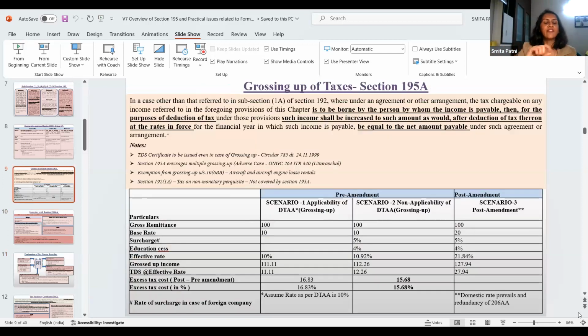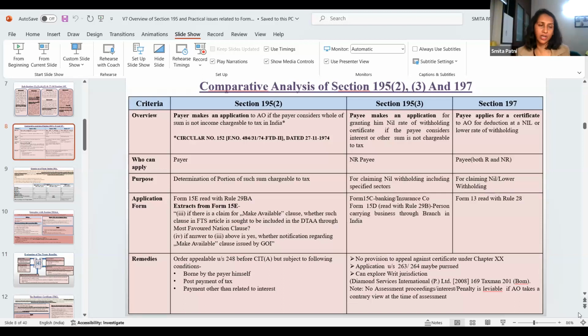So I was saying that 195 subsection 2, you have to apply for a lower TDS rate, that you have to ask determination of portion of such sum chargeable to tax. So 195(2), when you ask for the lower rate, the form 15E has to be filed. If you can see, there is an extract of form 15E on this table. So it asks if there is a claim for make available clause, whether such clause in FTA's article is sought to be included in DTA through most favored nation clause. If you say answer is yes, they ask whether notification regarding make available clause is issued by Government of India. You have to answer these two questions.